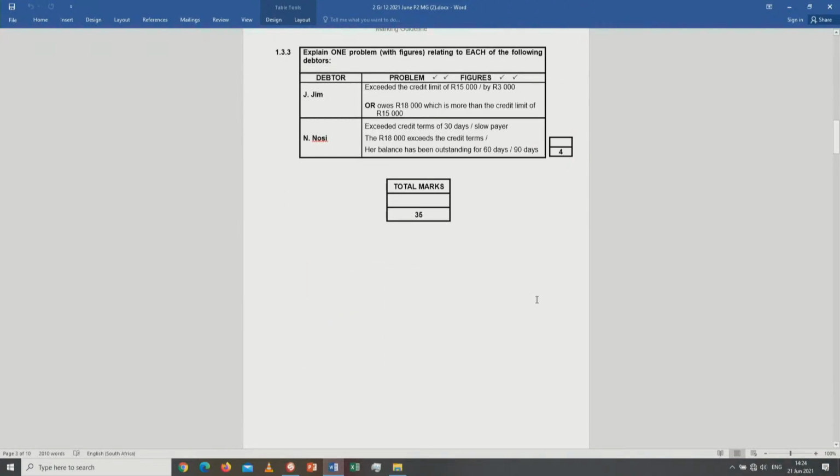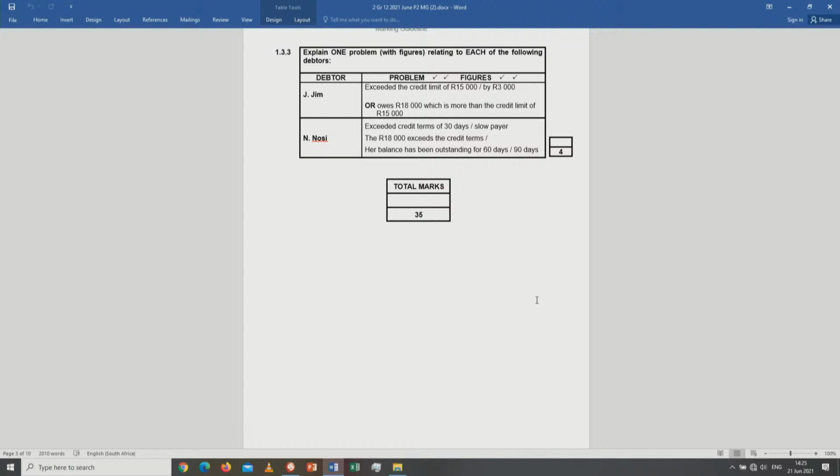1.3.1. Explain one problem with figures relating to each of the following debtors. Jim, we already looked at it. He's exceeding his credit limit by 3,000 Rand. The credit limit is 15,000. He owes us 18,000, right? So exceeded the credit limit of 15,000 by 3,000. Problem with figures. So credit limit 1 mark and the figure another 1 mark. So you must look for problem and for figures. Or they can say he owes us 18,000, which is more than the credit limit of 15,000. So here we're looking for credit limit and then we're looking for 18,000 and 15,000, right?